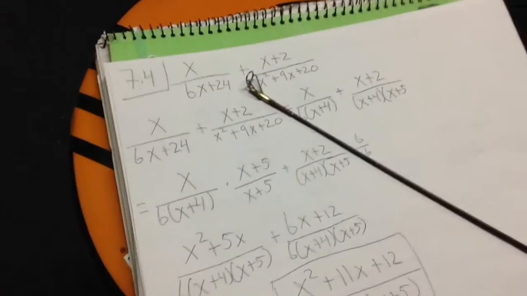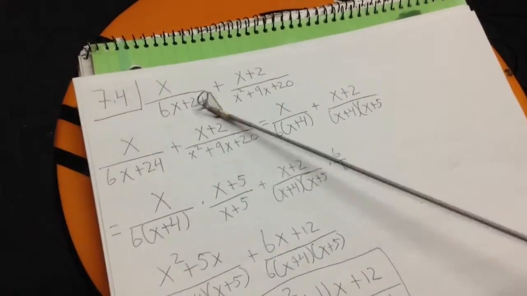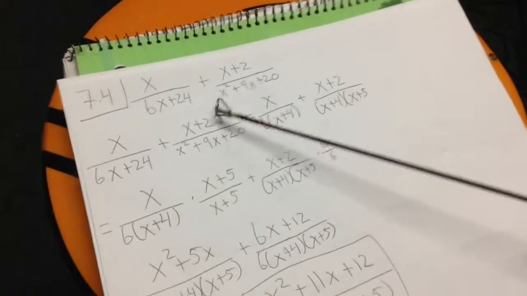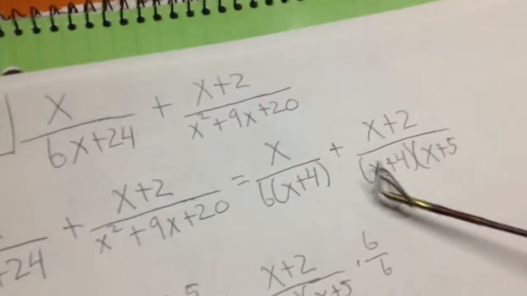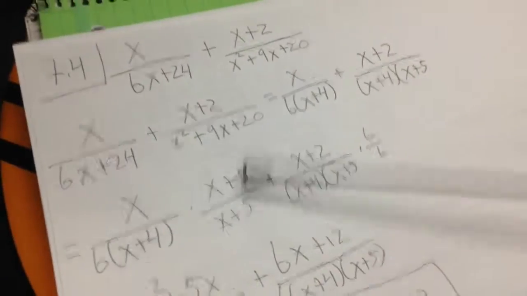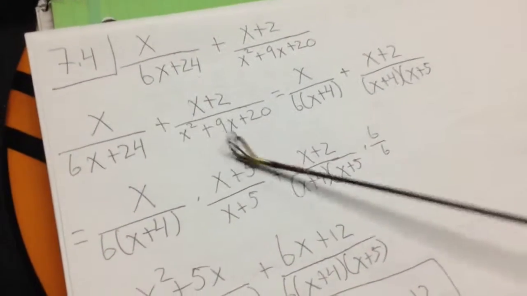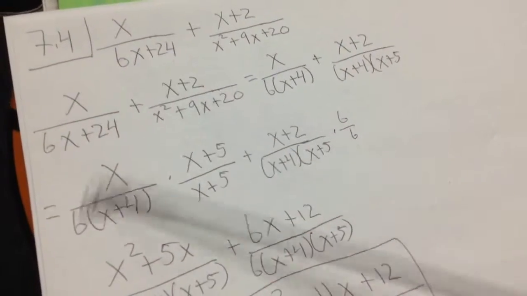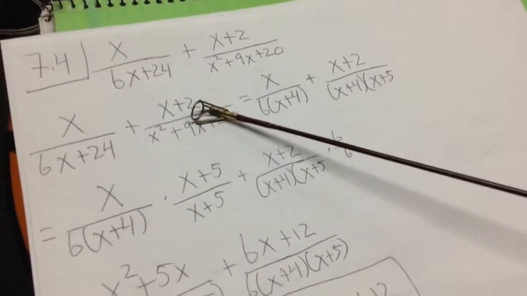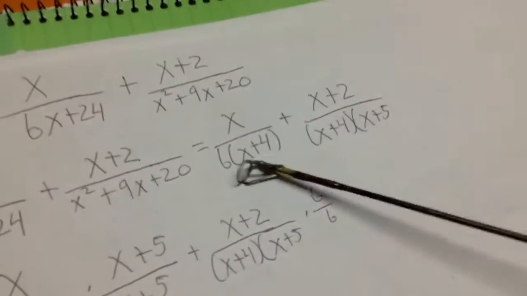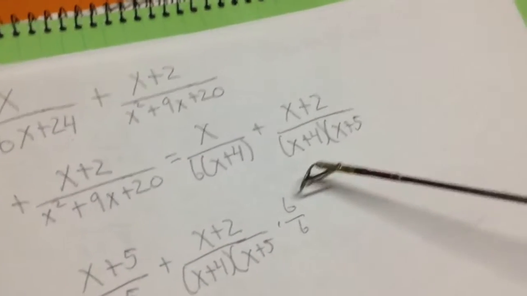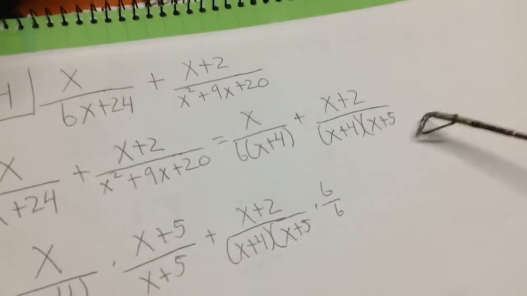Alright, ladies and gentlemen, this is adding a rational expression. So right here we have x over 6x plus 24 plus x plus 2 over x squared plus 9x plus 20. So what we want to do is factor the denominators. So when we factor the denominators, we get 6 times x plus 4, and then over here, x plus 4, and then x plus 5.